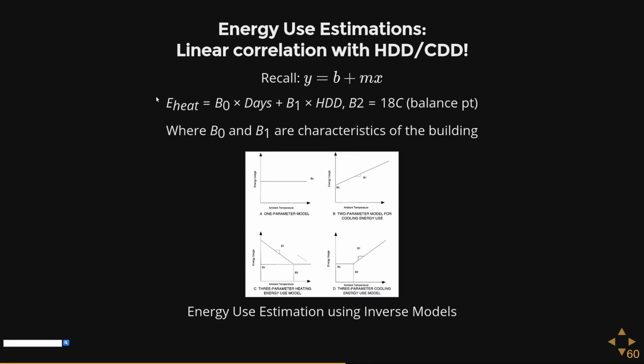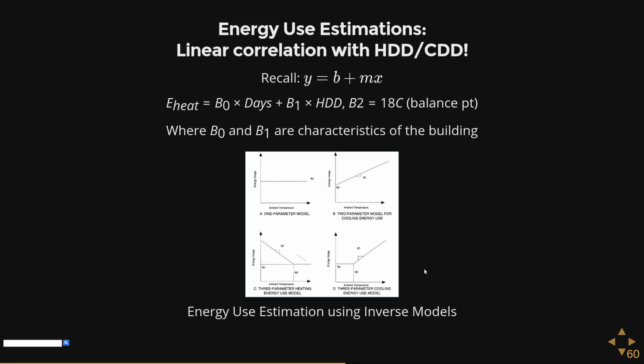So typically these are expressed in this form. B0 is the average usage per day, so we have to multiply by the number of days within the year. B1 is the slope, the increase per heating degree day of outside temperature, and B2 again is the balance point at which heating starts to turn on. So I gave the example of 18 degrees Celsius.